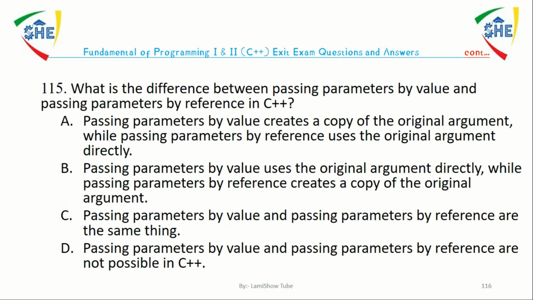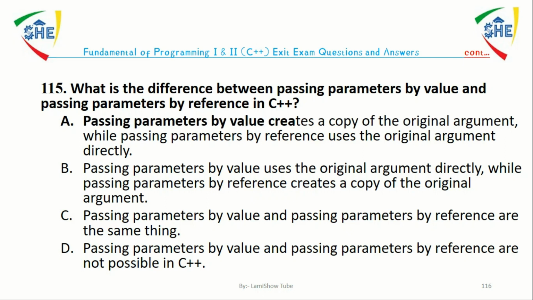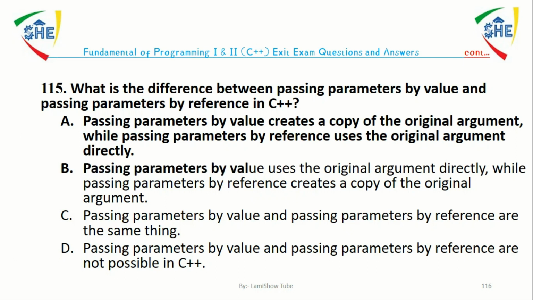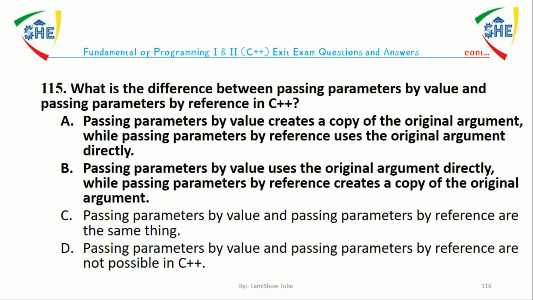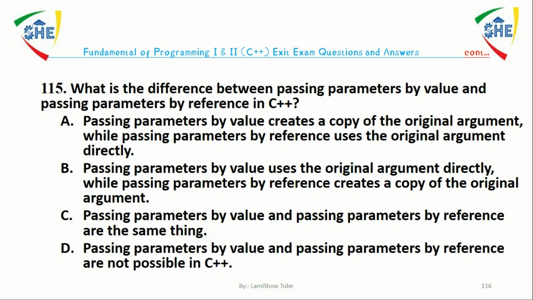Question number 115. What is the difference between passing parameter by value and passing parameter by reference in C++? A. Passing parameter by value creates a copy of the original argument, while passing parameter by reference uses the original argument directly. B. Passing parameter by value uses the original argument directly, while passing parameter by reference creates a copy of the original argument. C. Passing parameter by value and passing parameter by reference are the same thing. D. Passing parameter by value and passing parameter by reference are not possible in C++. The answer is A. Passing parameter by value creates a copy of the original argument, while passing parameter by reference uses the original argument directly, allowing changes made to the argument to persist outside the function.